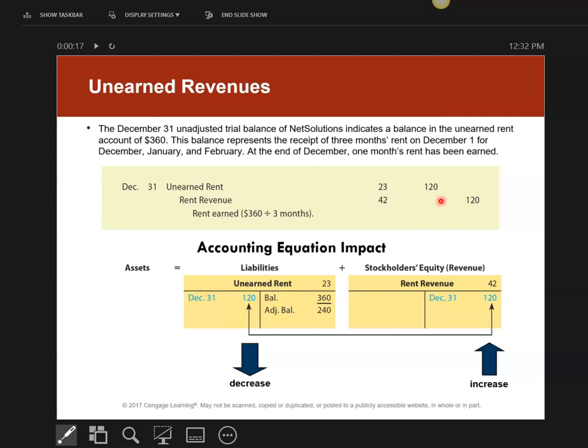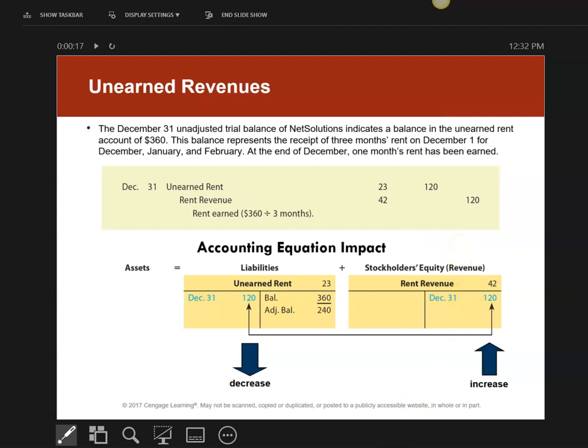Okay? The journal entry for unearned revenues will always say unearned rent debit, rent revenue credit, or it might say unearned fees and fees earned. But it will always be one of those two. So this is unearned revenues. So this is journal entry number 3 of the 6 journal entries. So almost we are 50% done already, guys, okay?